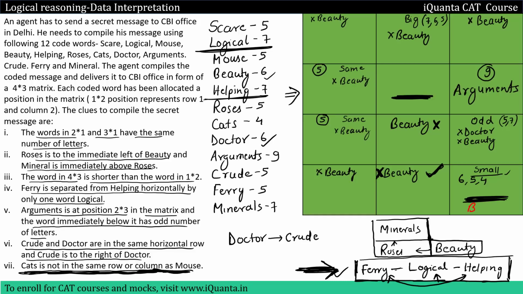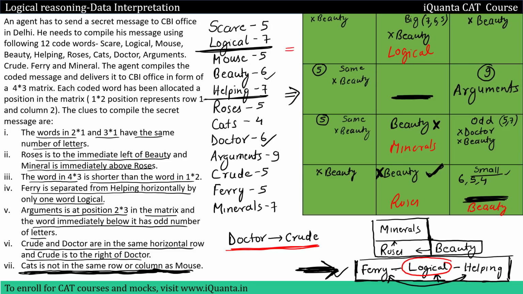So if I check by putting beauty over here, then I will have roses over here and minerals over here. So in the middle column for logical, because I know that logical will always be in the middle column, I will have only the first row left. So I will write logical over here. Logical has 7 letters. Then I was given that I have to use doctor and crude like this. Doctor and crude should be in the same row, and crude will be to the right of the doctor.